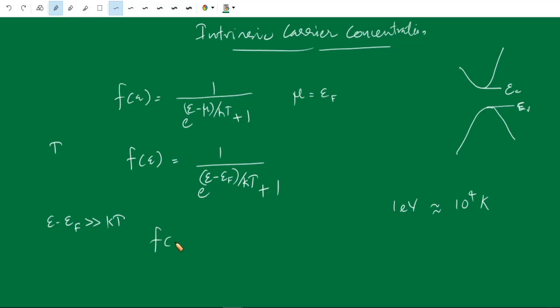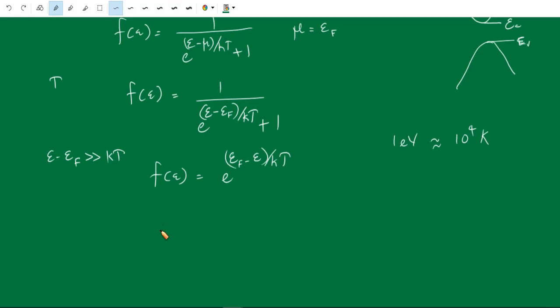Therefore, f of E becomes 1 divided by e raised to (E minus EF) by kT, which is the reciprocal of the first term in the denominator. So that means this becomes e raised to (EF minus E) divided by k into T. T is the equilibrium temperature of the specimen. So this is the probability that an electron orbital in the conduction band is occupied.